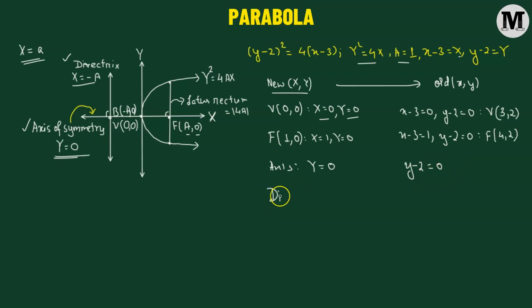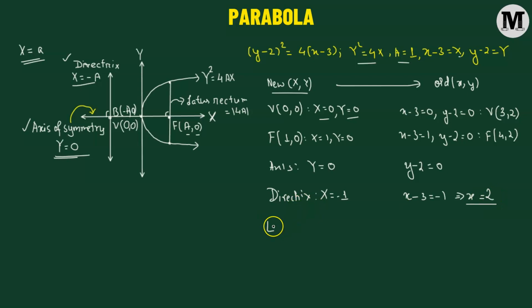Then we have the equation of the directrix. The directrix is given by the equation x equals negative a. So here a corresponds to 1. So we have x equals negative 1. Meaning in the old coordinate system, we have x minus 3 equals negative 1. So solving for x, we get x equals 3 minus 1. That's going to be 2. So x equals 2 is going to be the equation of the directrix line.